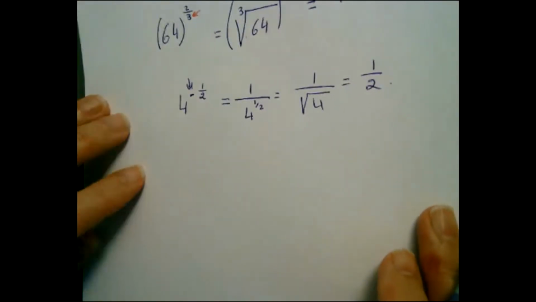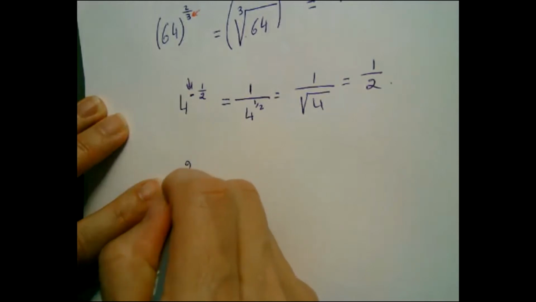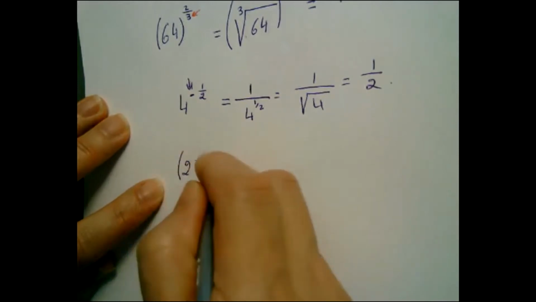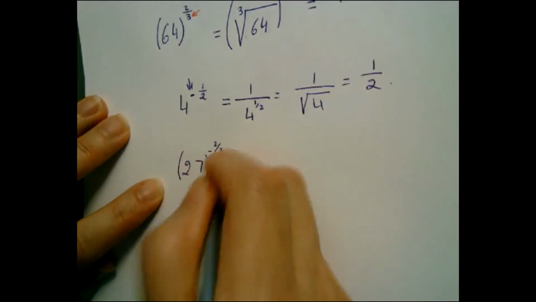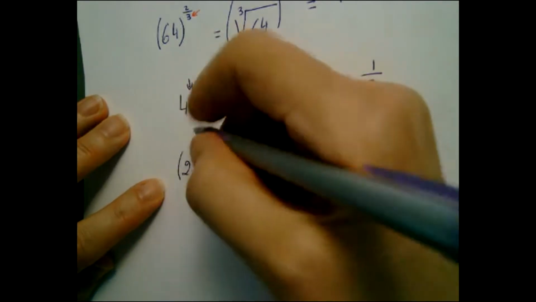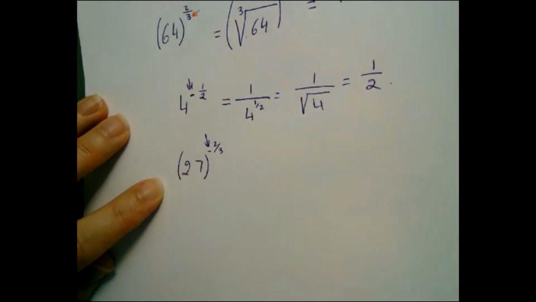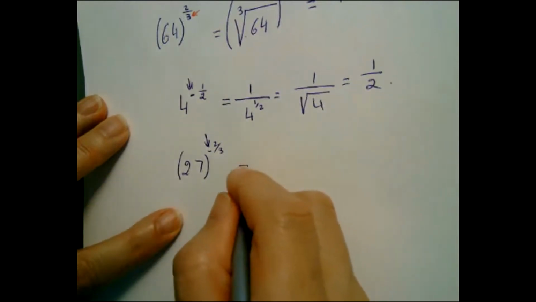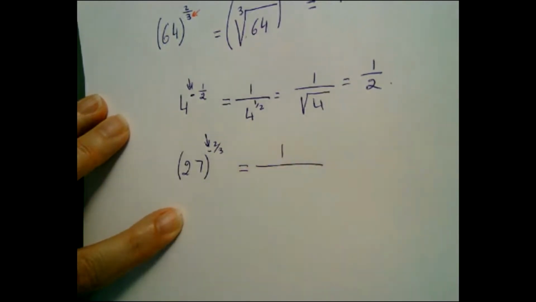And finally, the last one. Let us say I give you 27 to the minus 2/3. Again, there are two things. There is a fraction and there is a negative. I first take care of the negative because we understand things with 1 over.